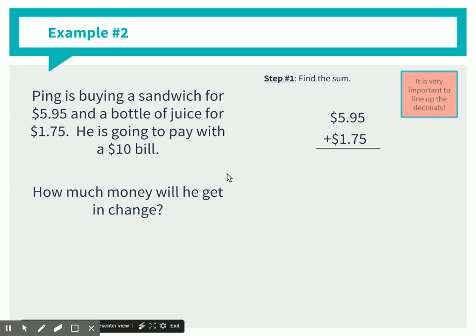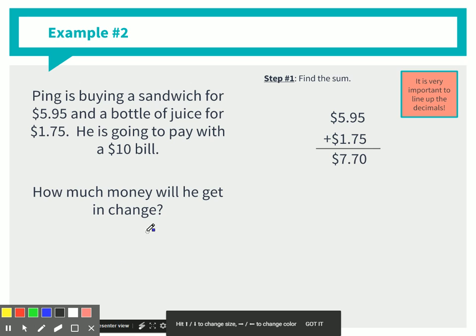And remember, you have to line up the decimals. When you're adding or subtracting, it is very, very important that you line up the decimals. And I'm just going to have this add together for us real quick because I think all of us know how to add decimals. Make sure that you always carry your numbers. And we find out that Ping is going to be spending $7.70 on a sandwich and the bottle of juice. But that wasn't the question. The question said, how much money will he get in change?